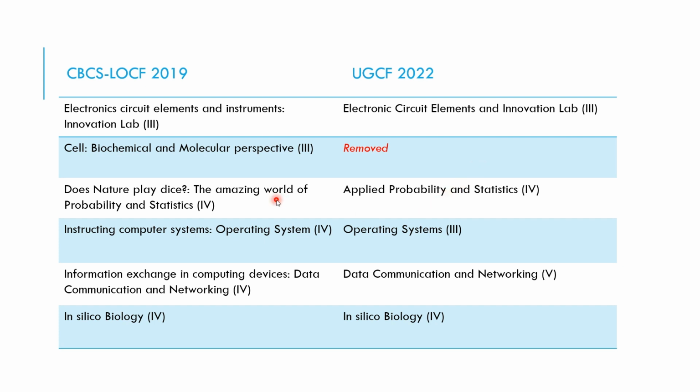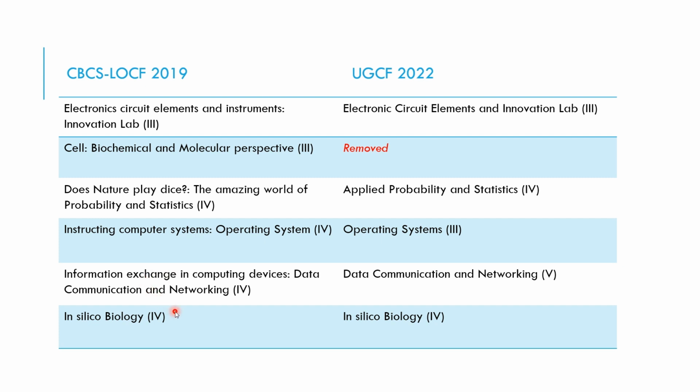Coming to semester 4, does the nature play dice? The amazing world of probability and statistics can be mapped to applied probability and statistics. Instructing computer systems, operating system, rebranded as operating systems. Information exchange in computing devices, data communication and networking, can be mapped to data communication and networking, offered in semester 5 now.